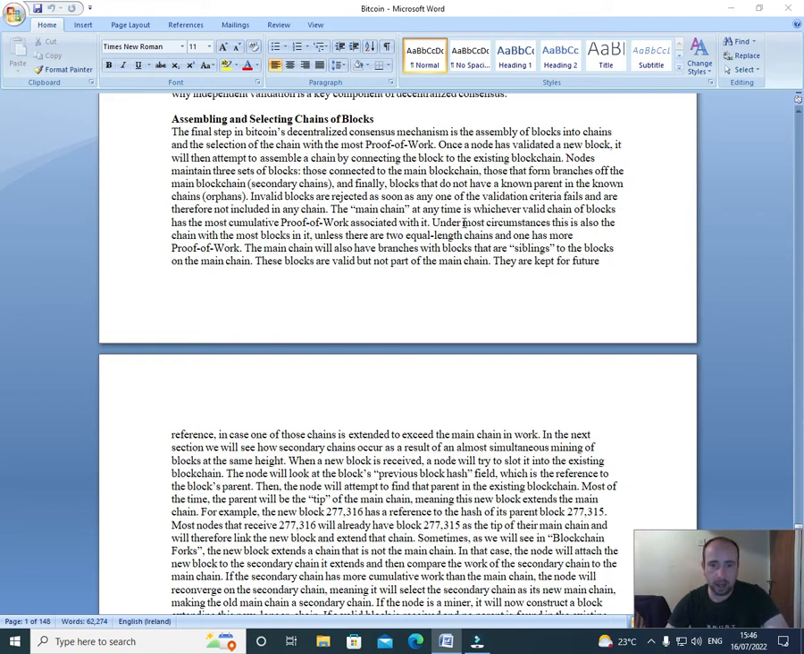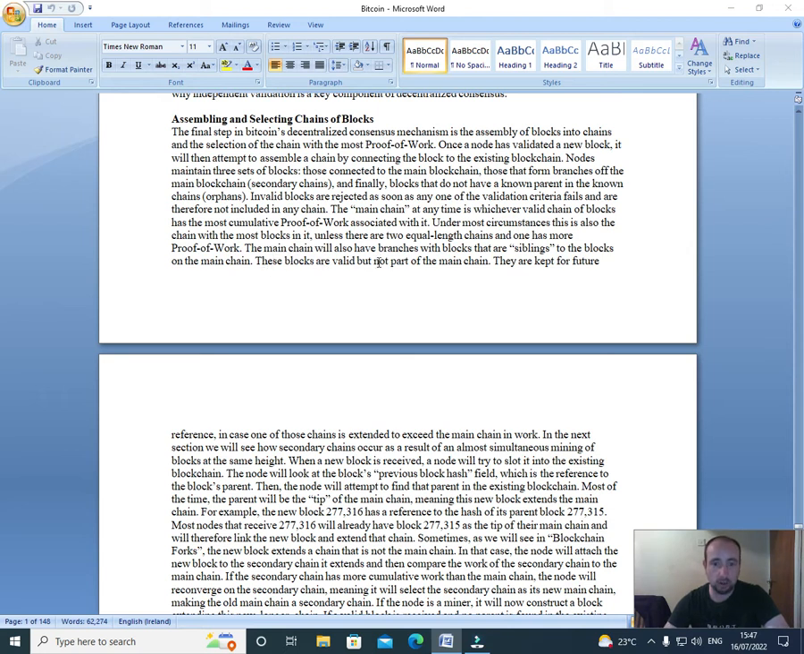The main chain at any time is whichever valid chain of blocks has the most cumulative proof of work associated with it. Under most circumstances, this is also the chain with the most blocks in it, unless there are two equal length chains and one has more proof of work.